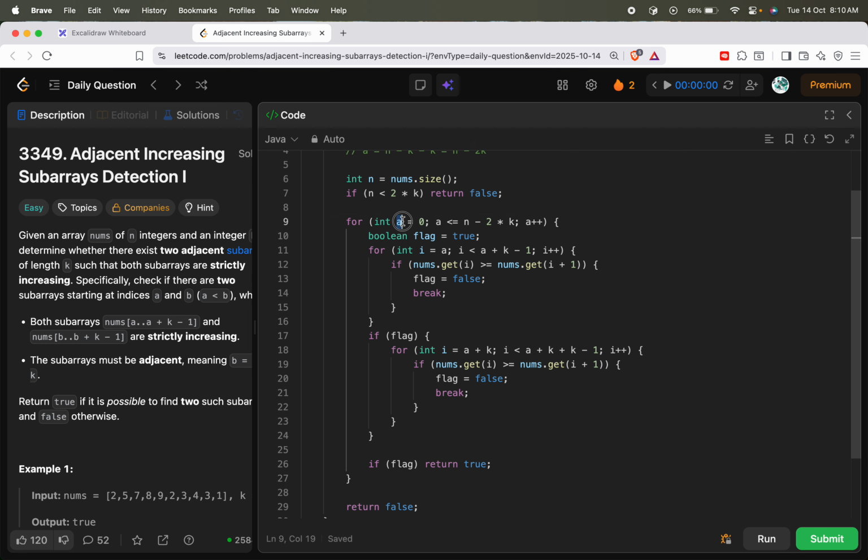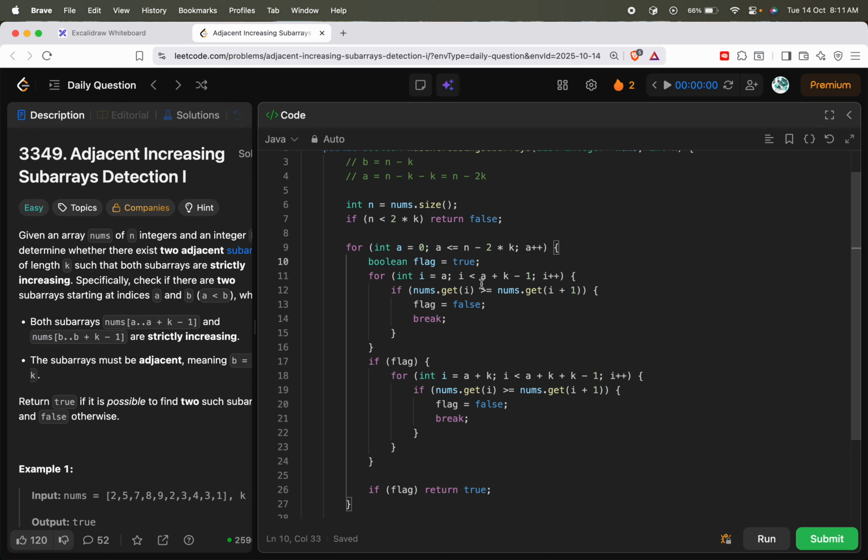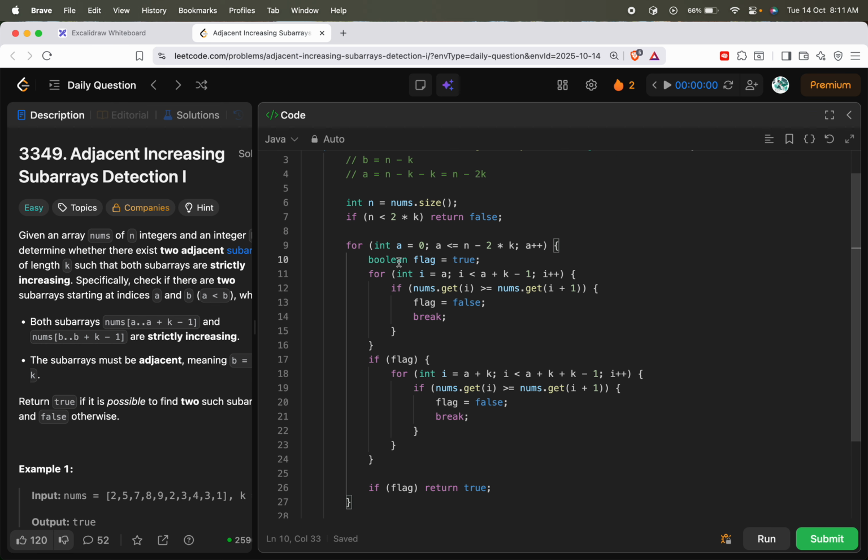As I mentioned, a will start at 0 and go all the way up to n minus 2 times k, and we'll increment a step by step. We will be keeping a boolean flag, initially true, and then the first subarray will start at a and go all the way up to a plus k minus 1, right? I am checking the adjacent elements, so I have to stop at one index before it so that I can compare it to its next element.